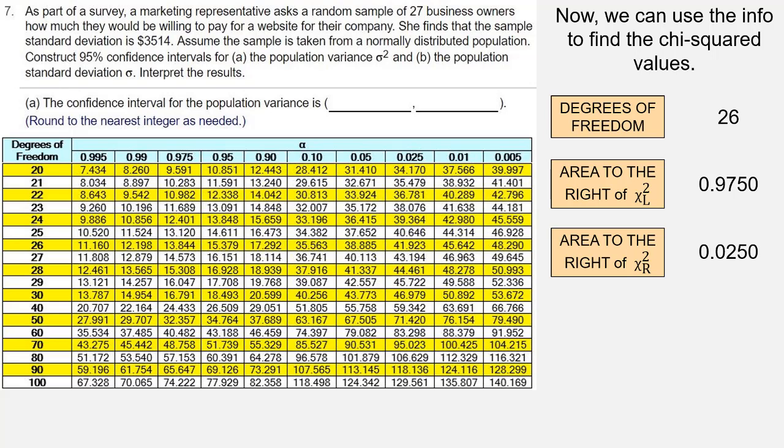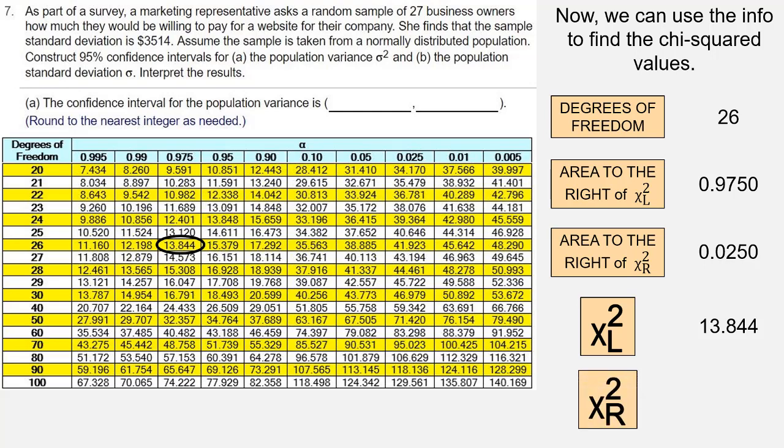Next thing we want to find is the actual chi-square L value, not the area, but the value on the x-axis. The way we do that is by using this table. We find our degrees of freedom in the column to the left, and then the area to the right of the chi-square L, which is 0.975 across the top, and we find where those two meet. Those meet at a value of 13.844. So that's our chi-square L value. For chi-square R, we do the same thing, but we use the area at the top of 0.025, and that gives us a chi-square R value of 41.923. So now we have the two values that we need.